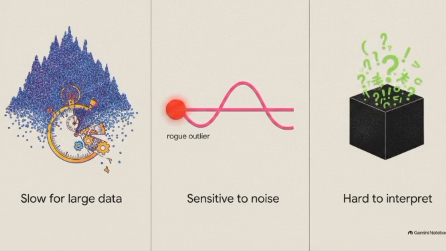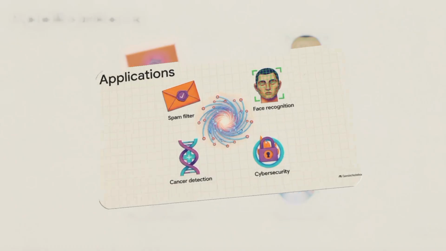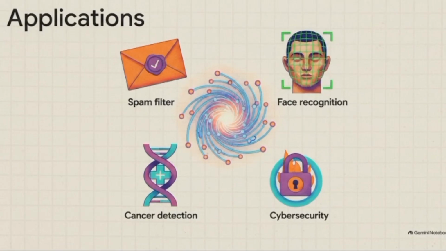SVM can be painfully slow to train if you throw a massive data set at it. It is also extremely sensitive to noise and outliers. Literally, a single rogue outlier can dramatically shift your support vectors and completely ruin that perfect boundary. Also, unlike a simple decision tree where you can just follow the logic, an SVM can be a bit of a black box. It's difficult to visualize or interpret directly, and finding the perfect kernel requires a whole lot of trial and error experimentation.